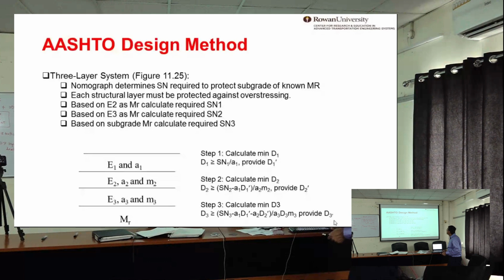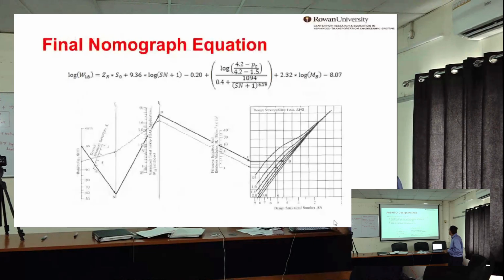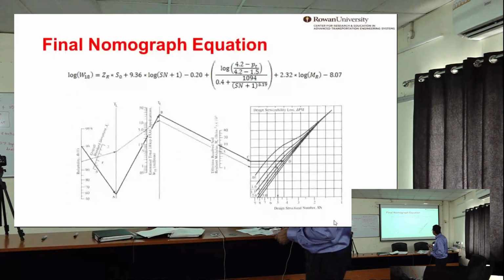So this is just a recap of how you calculate the structure sign. We work from top to bottom, right? I think this nomograph is about these turning lines. These turning lines are a graphical way of solving the same equation. That's all. Find the SN number.